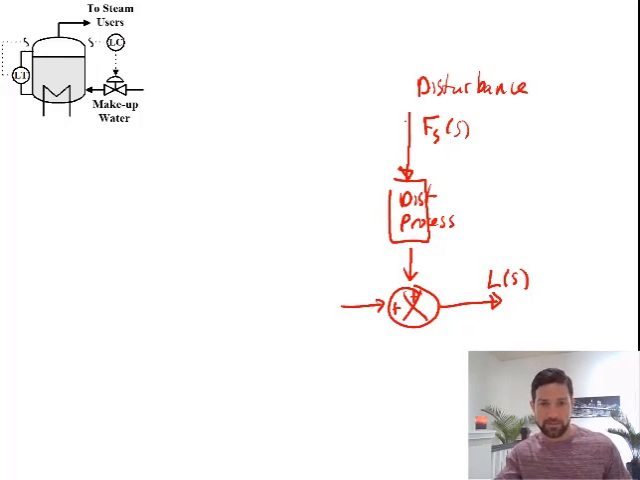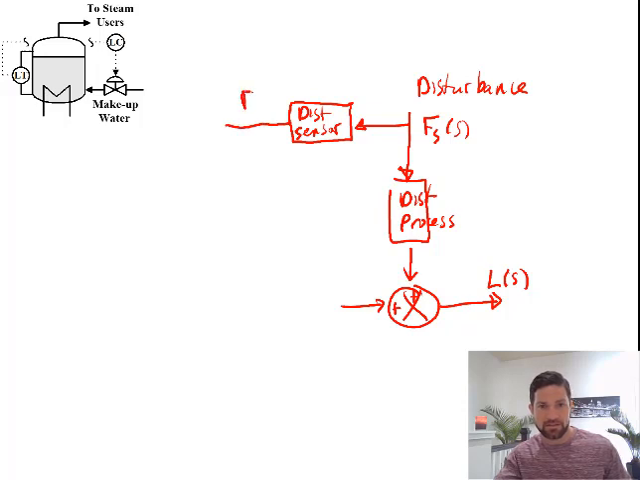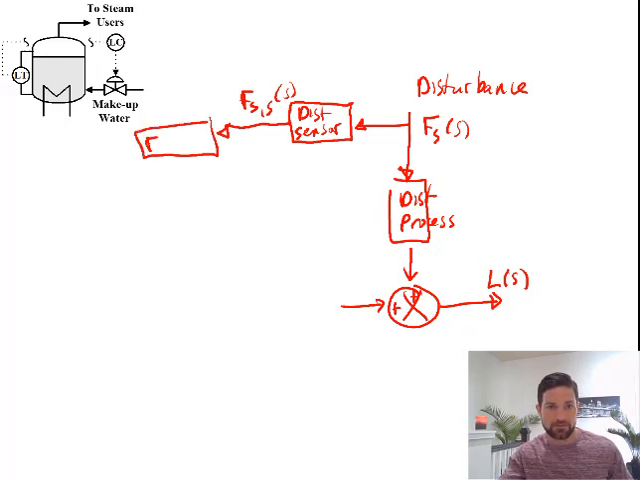So the way feed forward works is we take the disturbance and we measure the disturbance. So the disturbance has to be sensed. So we have a disturbance sensor. So coming out of the disturbance sensor is going to be the flow of steam sensed. We'll call that FSS. And this sensed value is going to be sent to the feed forward controller. So the feed forward controller is going to have a signal. Call this controller signal feed forward.